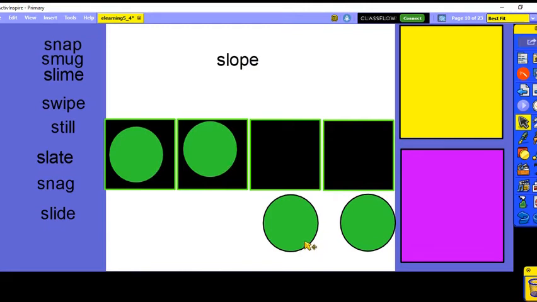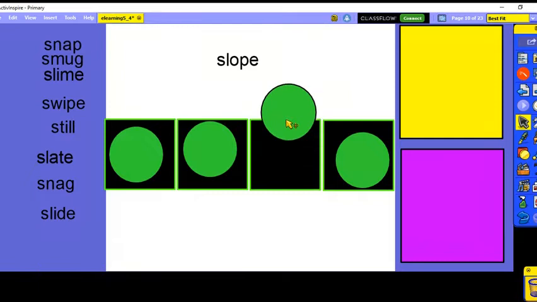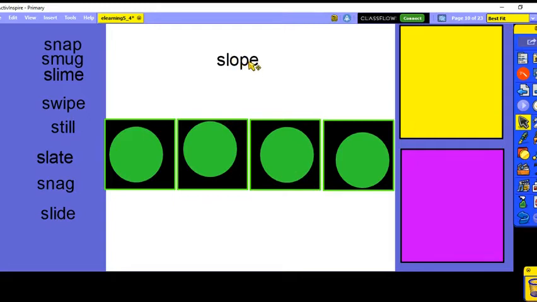Slope. Slope. We have 4 sounds in that word. Now, is slope a short vowel word or a long vowel word? Let's listen to the middle sound. O. We hear O in the middle of the word, the vowel saying its name, so we know that is a long vowel sound. Slope.